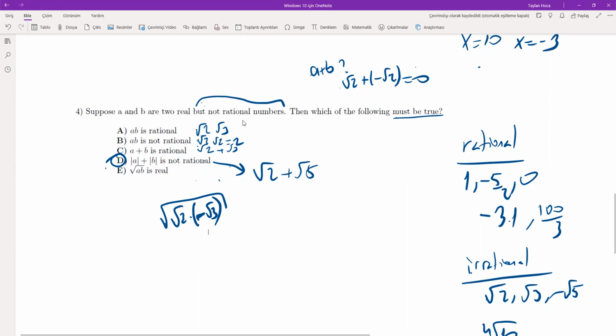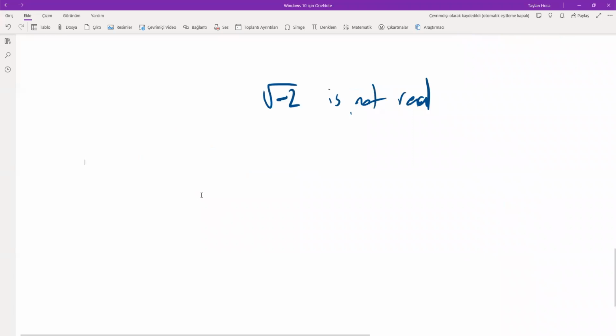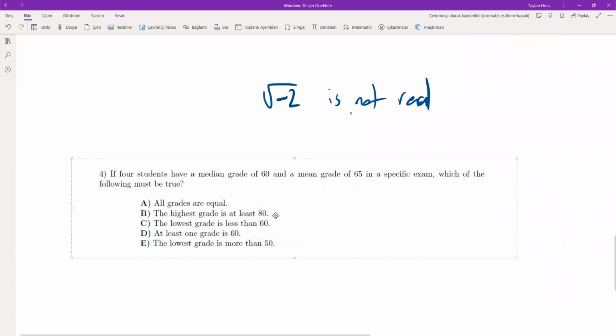Okay, let's go. And I did the same thing. There are median and mean questions. And I did the same thing. I made it a bit more difficult. 4 students have a median grade of 60 and a mean grade of 65 in a specific exam. Which of the following must be true?